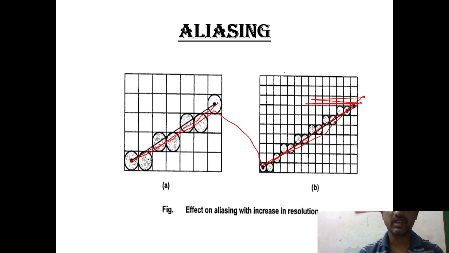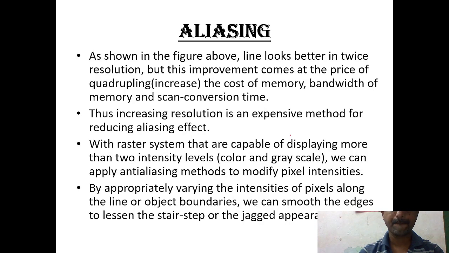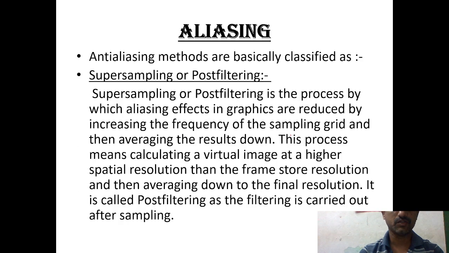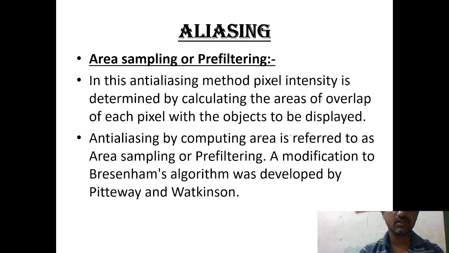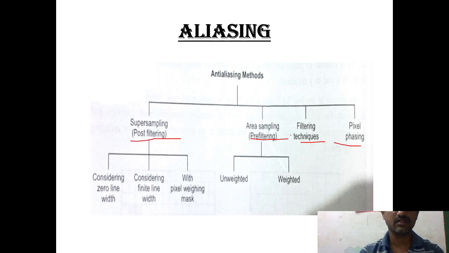So by applying these techniques, we can draw smooth curves. Two methods: super sampling or post filtering, and area sampling or pre-filtering. And another two methods are filtering techniques and pixel phasing.